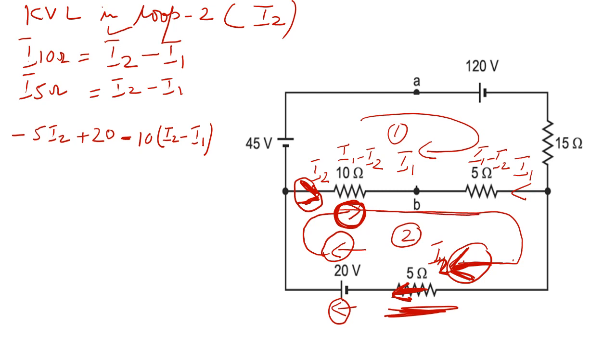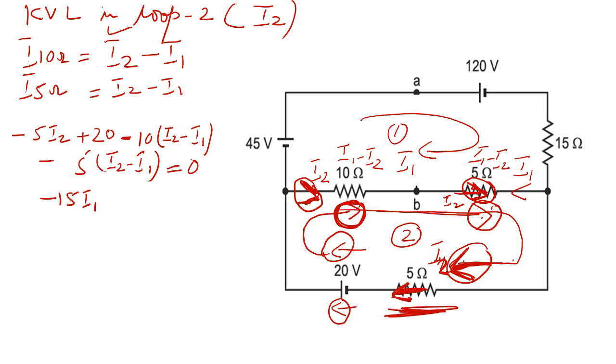Now this loop will come here, and this is the direction of I2. I2 is passing here like this, and this is the direction of the current, and this is the direction of the loop. So they have the same direction. So the minus sign will come, and the current is I2 minus I1, multiplied by 5 ohm. So here the minus will come because it is in the same direction. So this is equal to 0.